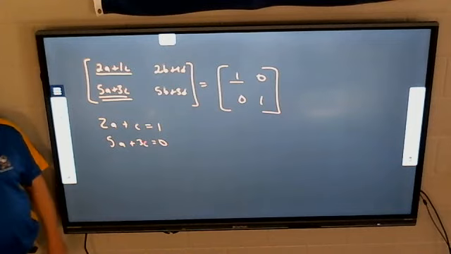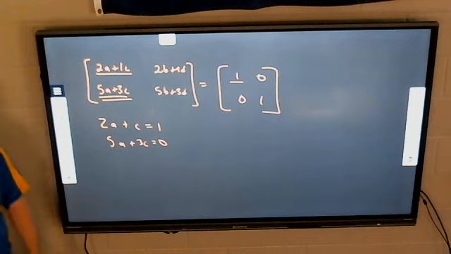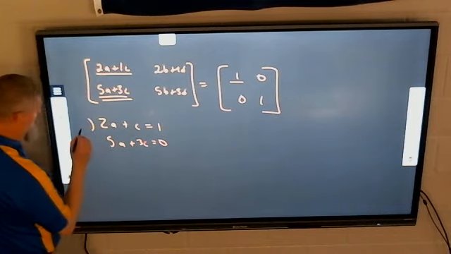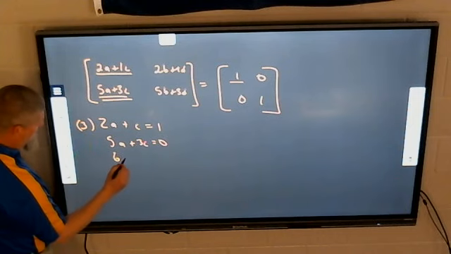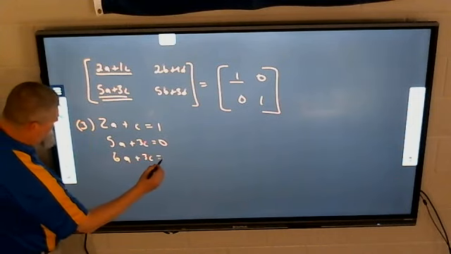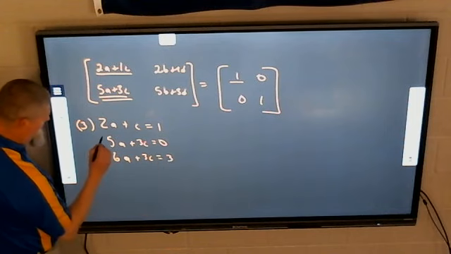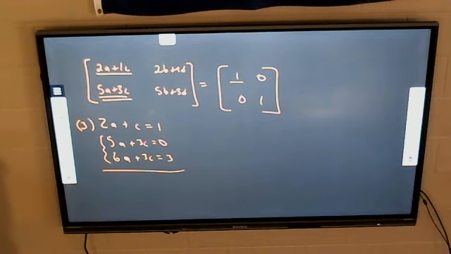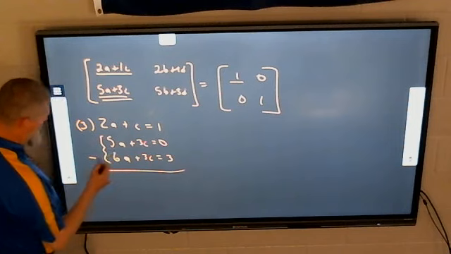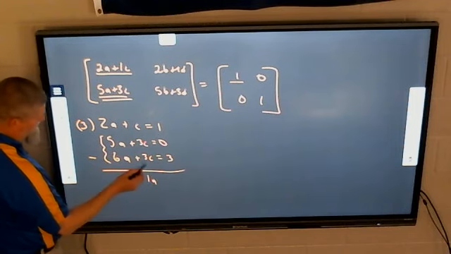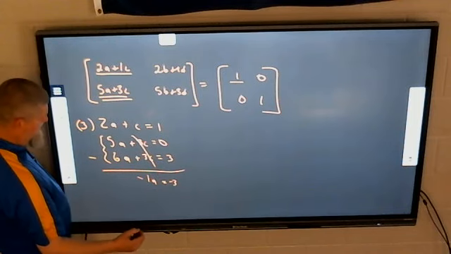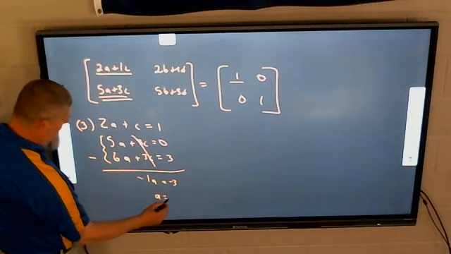I don't care how you solve it. You can use Gaussian elimination, you can use the determinant. This one to me is pretty easy by elimination because these two are pretty close, right? If I take the top one and multiply it by 3, I get 6A plus 3C equals 3. Then use elimination. Am I going to add or subtract those two equations? Subtract. So 5A minus 6A is negative 1A. 3C and 3C cancel. 0 minus 3 equals negative 3. So A is going to be equal to 3.